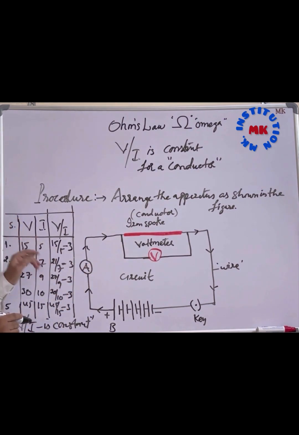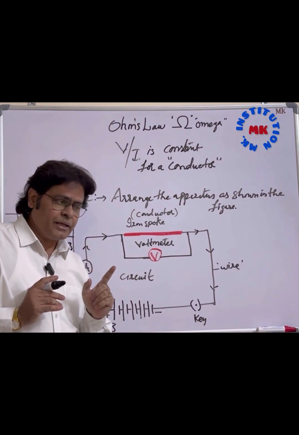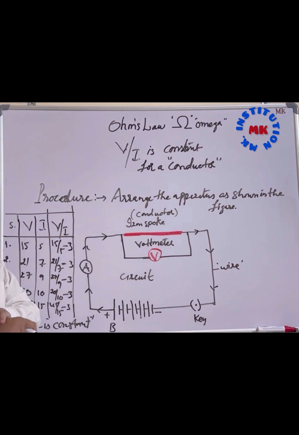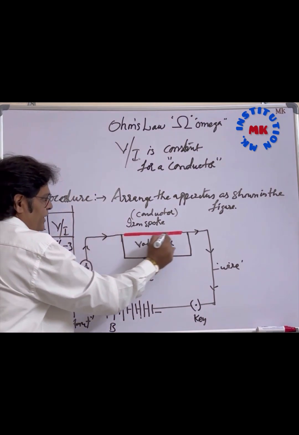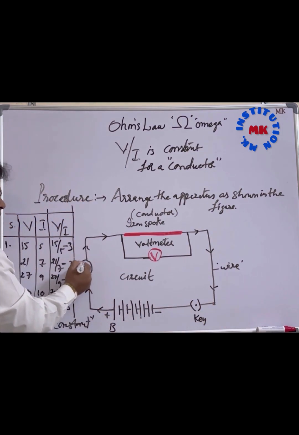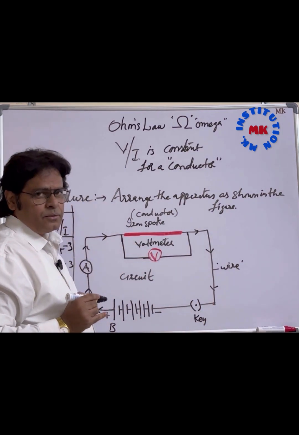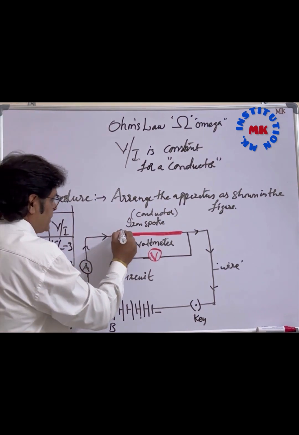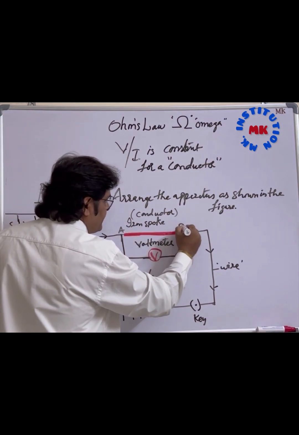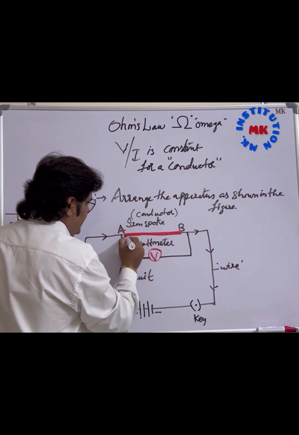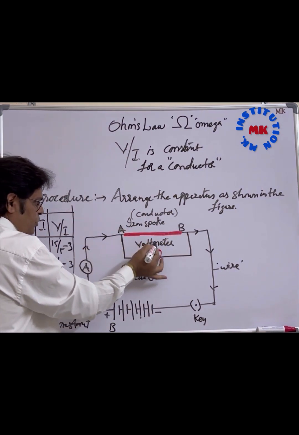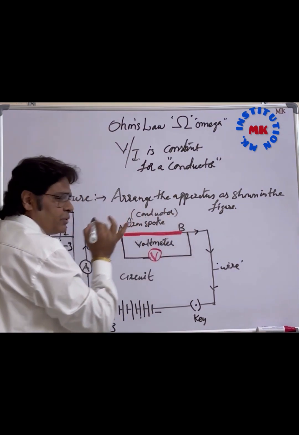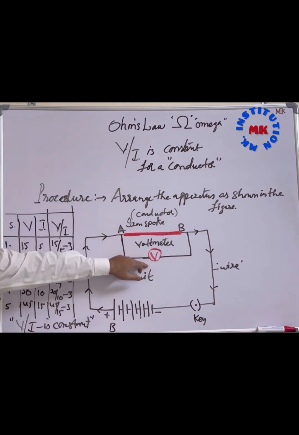Clear? Understood? So what is the ammeter doing? The ammeter is a device or instrument to measure the amount of current in a wire. The current is moving like this. That is the work of an ammeter. What is the work of a voltmeter? It is a device to measure the potential difference, the voltage, between two points, point A and point B. Listen carefully. These are the two points. Here we kept the iron spoke, so it shows the potential difference between point A and point B. That's the work of the voltmeter. Clear?